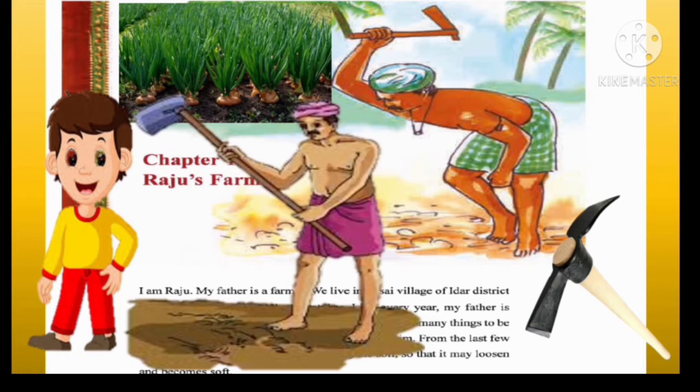become soft. Okay, now here is a boy named Raju and his father is a farmer, and these people live in Vasai village of Idar district in Gujarat. Now in the month of October they are going to grow the crop of onion. Raju wants to help his father and he is going to the farm to help him out, and his father is using, you can see in the picture, an axe, which is used to loosen the soil and make the soil soft.